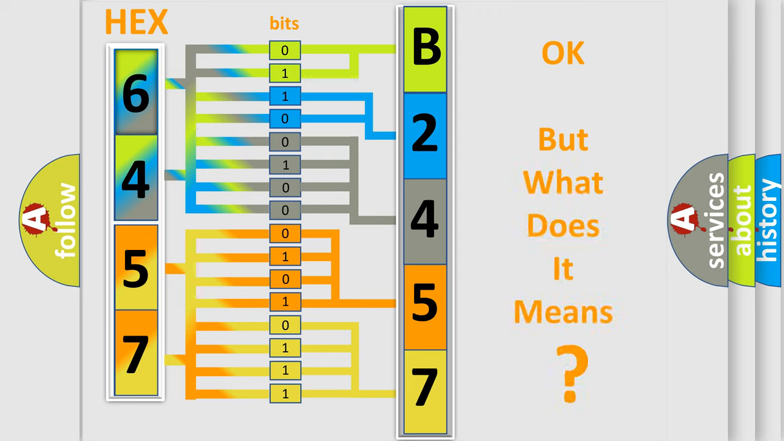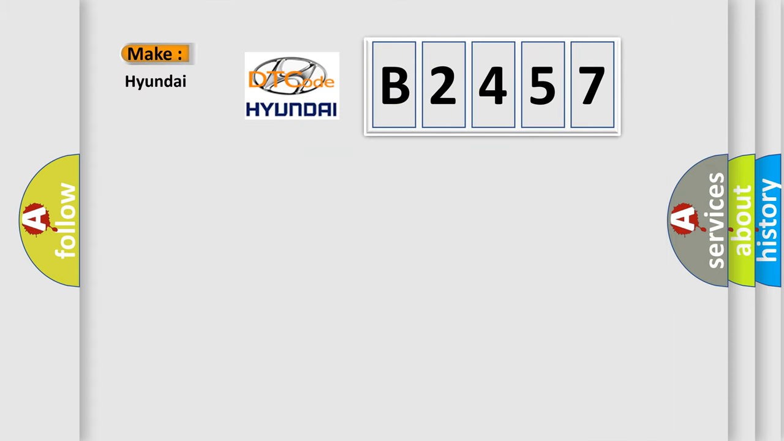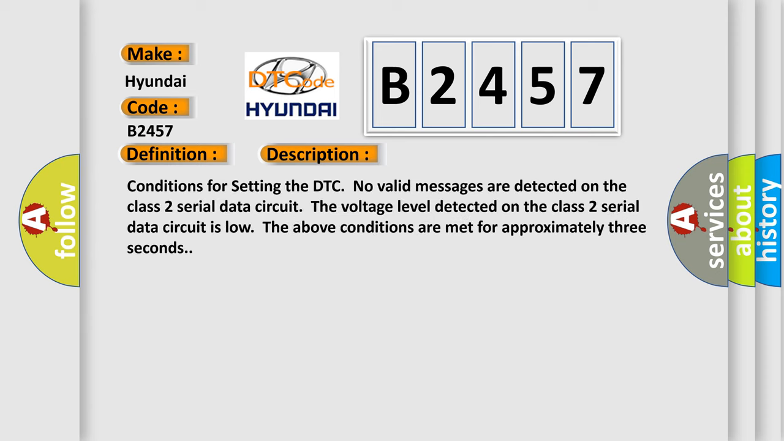The number itself does not make sense to us if we cannot assign information to what it actually expresses. So, what does the Diagnostic Trouble Code B2457 interpret specifically for Hyundai car manufacturers? The basic definition is Class 2 data link low. And now this is a short description of this DTC code.